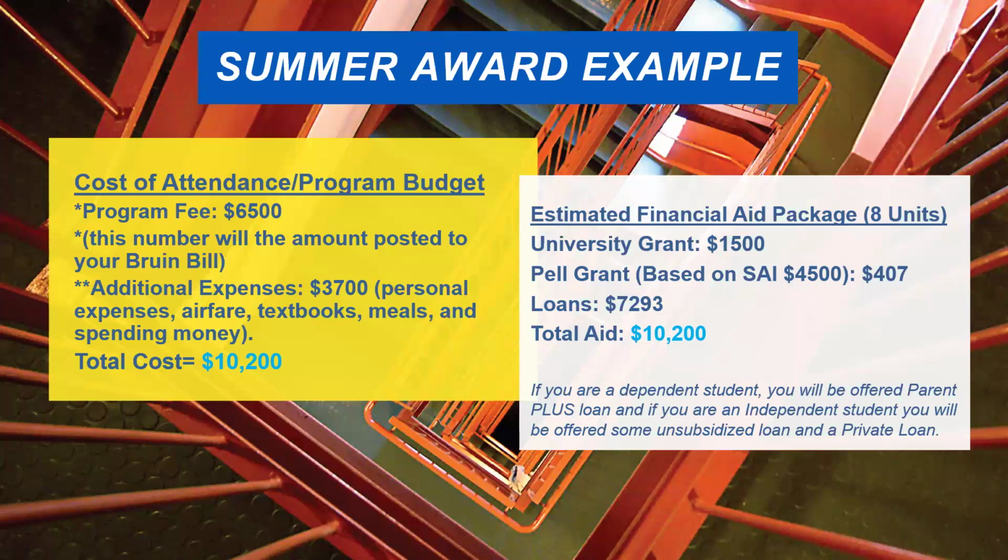$10,200. And here we have the estimated financial aid package for 8 units. As mentioned, the university grant amount is going to be $1,500. The Pell Grant, which is based on the student aid index of 4,500, comes out to be $407. And then we have the loans that are awarded up to the remaining cost of attendance. So that's going to be $7,293, which gives you the total aid package of $10,200, which matches the total cost.